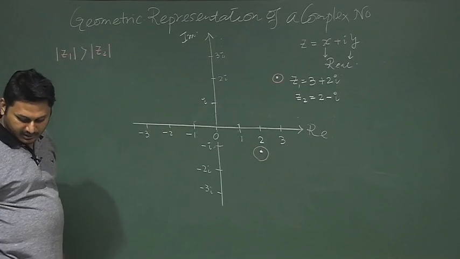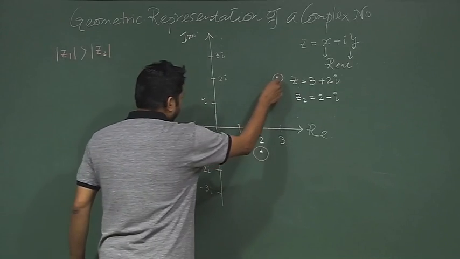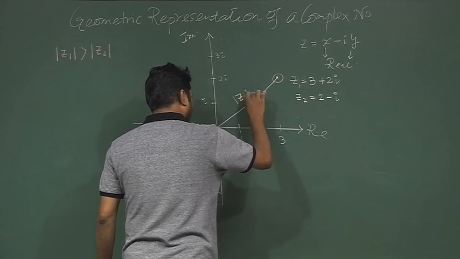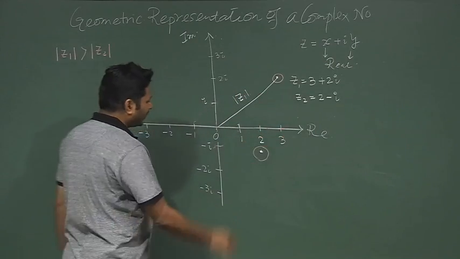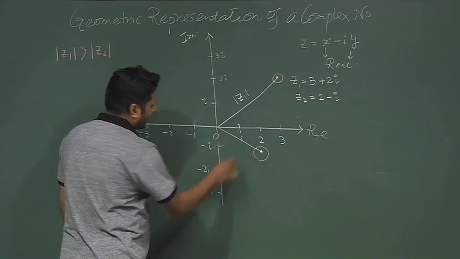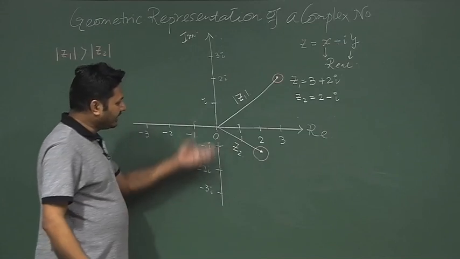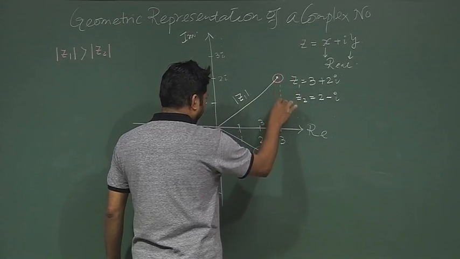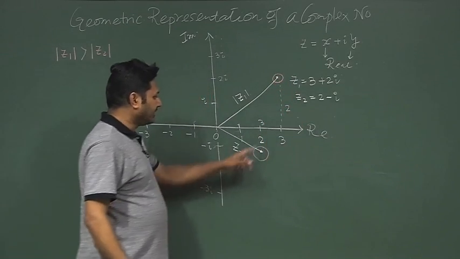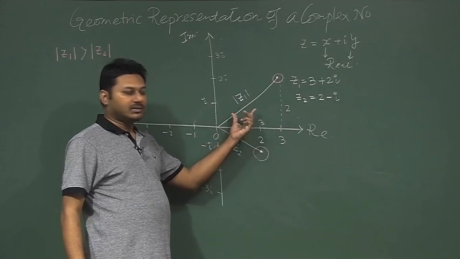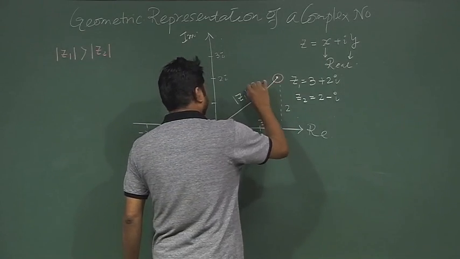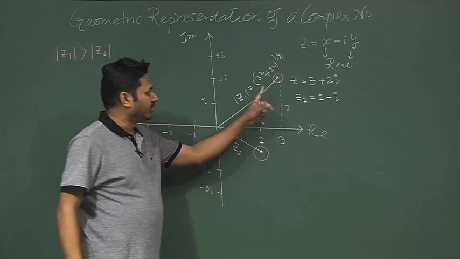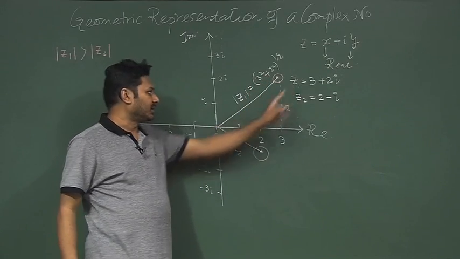Why? Because mod of z1 is nothing but the length from 0 to this point. This is your mod of z1. What about mod of z2? Mod of z2 is also the length of this. So, how do I calculate the length? If this value is 3 and this value is 2, the length is nothing but the square root of 3 square plus 2 square, which is, by the way, the norm of this quantity, the mod of this quantity.